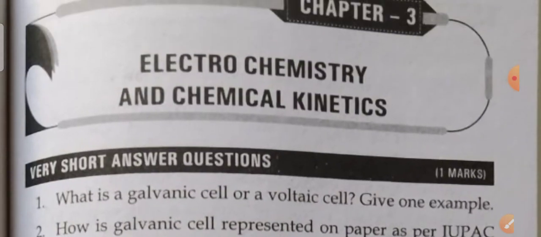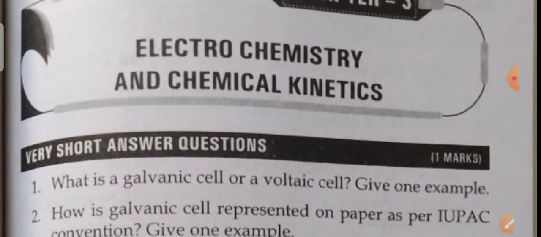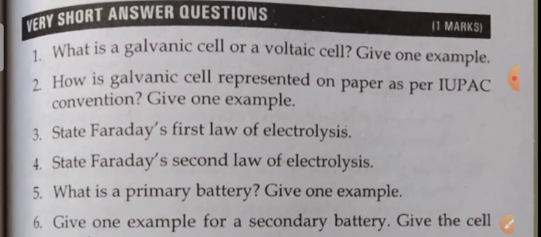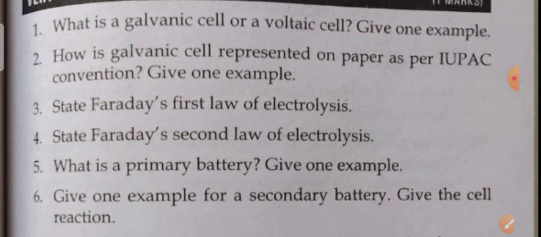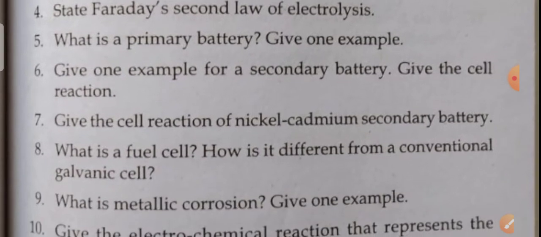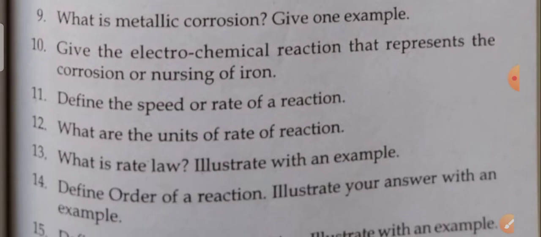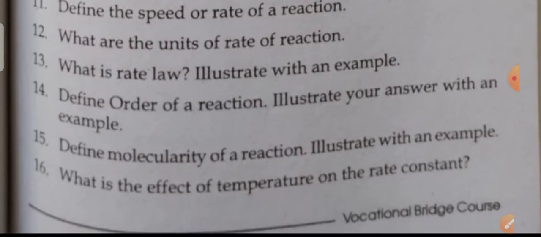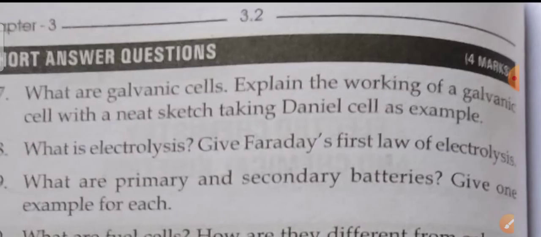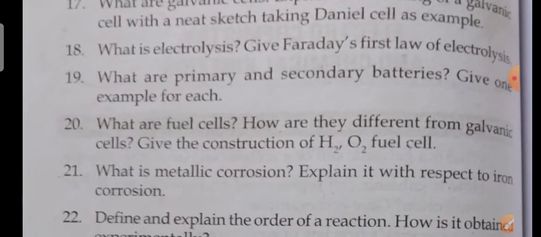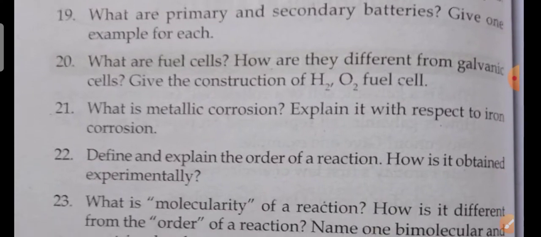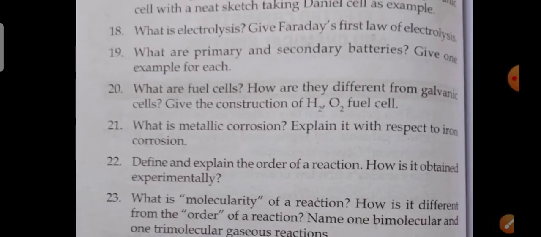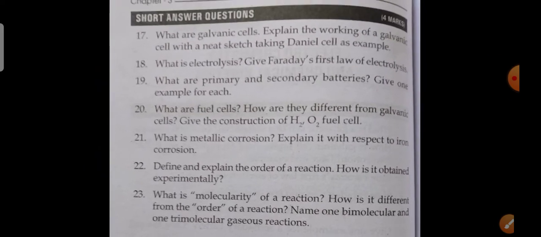Next, the third chapter is electrochemistry and chemical kinetics. In this, very short answer questions are 1 to 16. Four mark questions are 1 to 7, overall 7 questions of 4 marks.